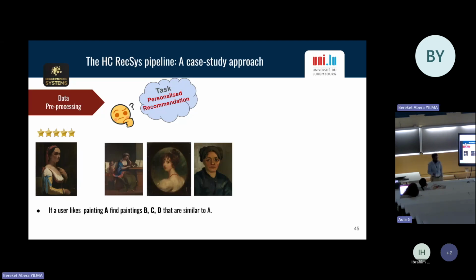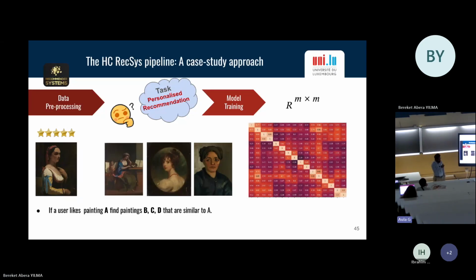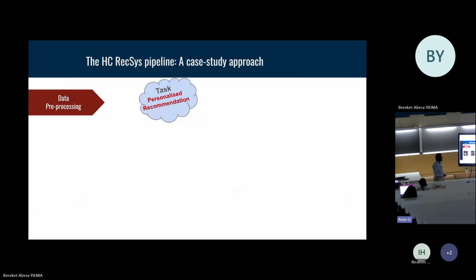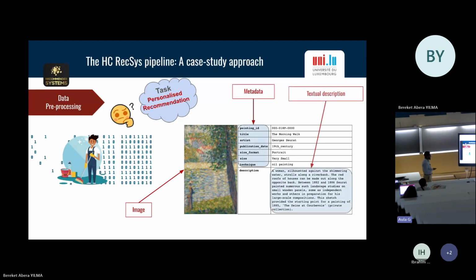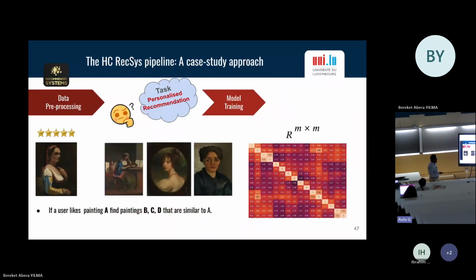But how do you find these similar paintings? What does similarity actually mean for a painting? To do this, you need a model which learns this notion of similarity or relatedness across the data set. Essentially, then you have a similarity matrix from which you can rank and generate recommendations. But now, how can we find this model? You have your image, the metadata, and the textual description as input to your model. Your goal is to find the model which captures this notion of similarity.